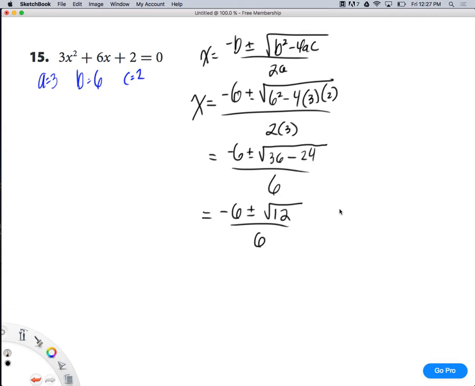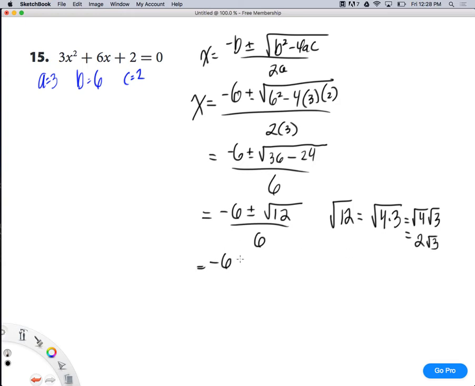All right, is 12 a perfect square? No. So what do I do with this? I simplify it. So square root of 12, how do I simplify it? I check if a perfect square is a factor of 12. Are there any perfect squares that are factors of 12? Yes, 4. Square root of 4 times 3 equals radical 4 times radical 3. Square root of 4 is what? 2. So it's 2 radical 3.